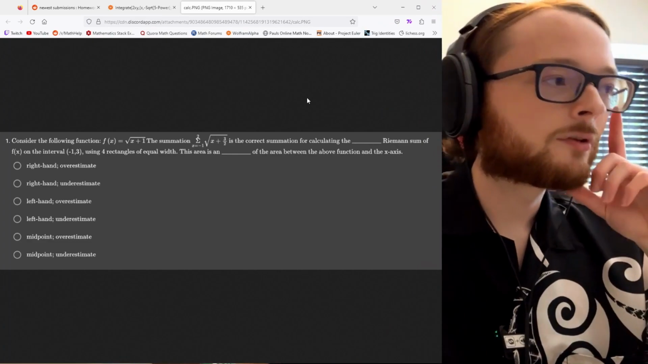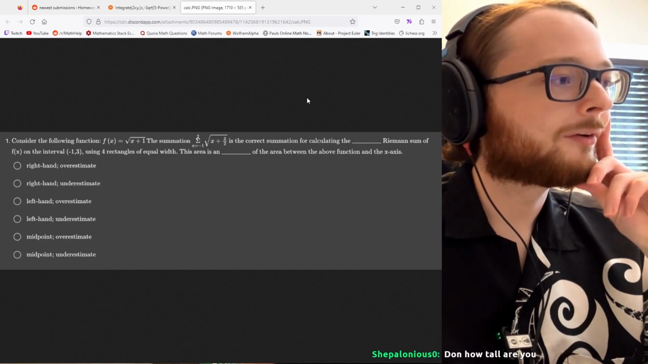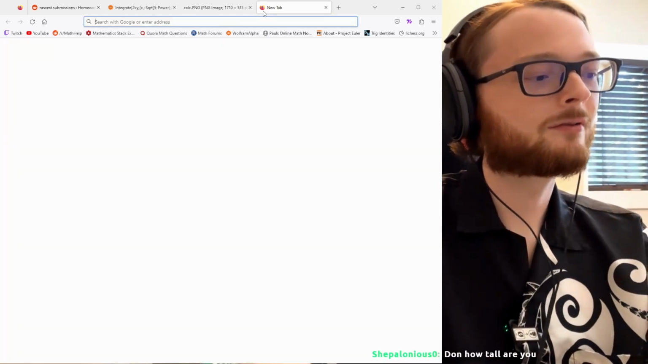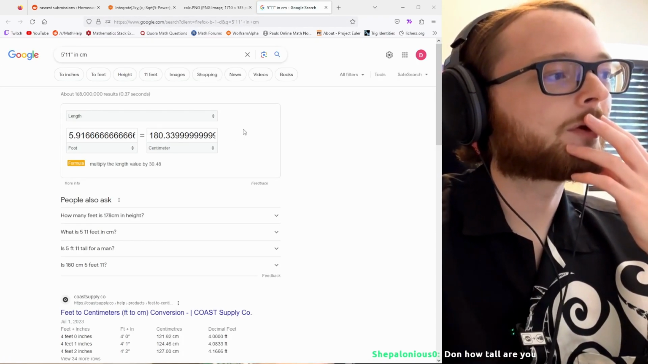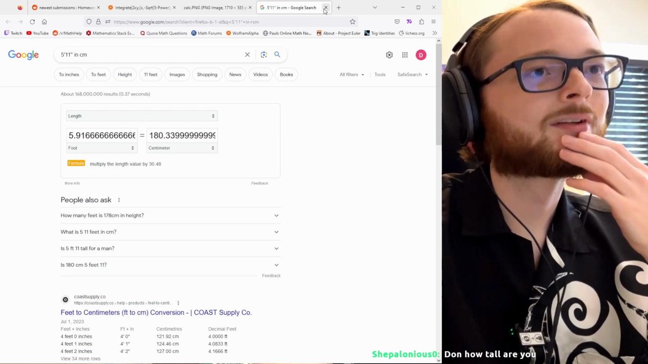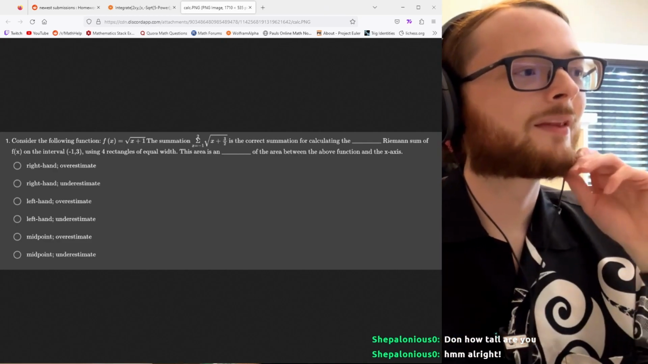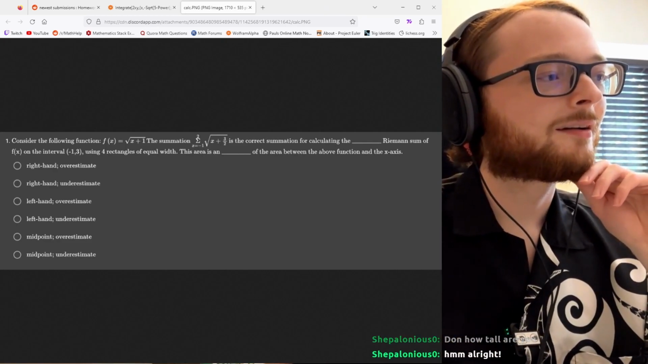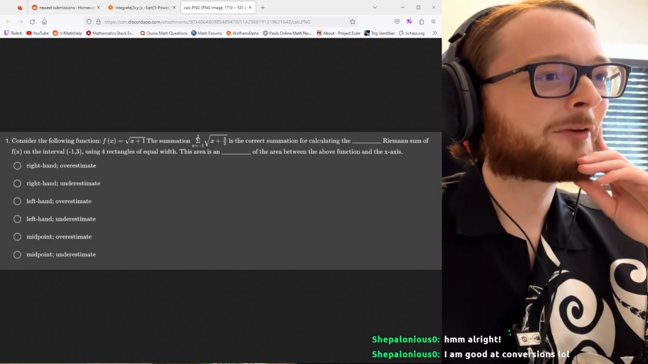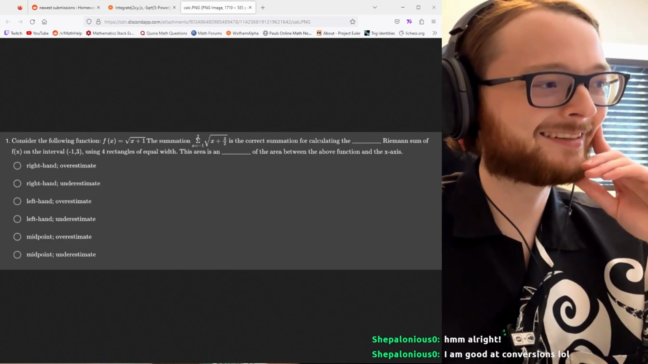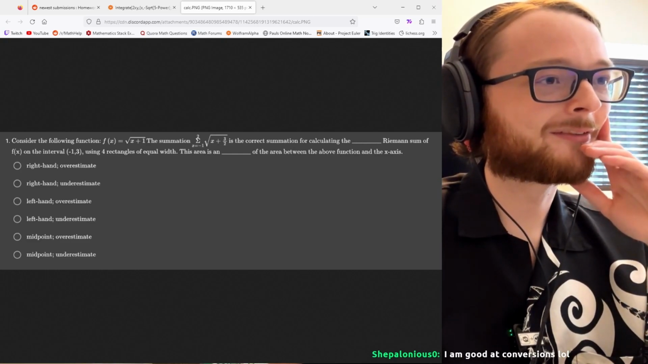I'm 5'11", Shep. I don't know what that is in centimeters though. 180.3 centimeters. Good at conversions? Oh yeah, you would be. So yeah, I'm definitely not at risk of falling into washing machines. Well, like I said, I am, but it'll be easier for me to get out.